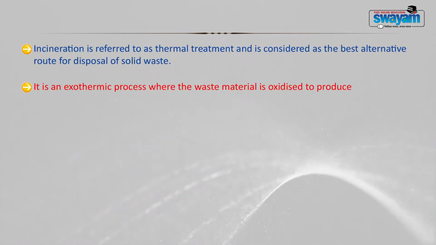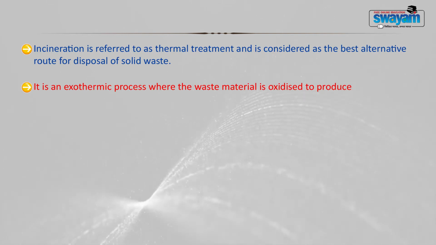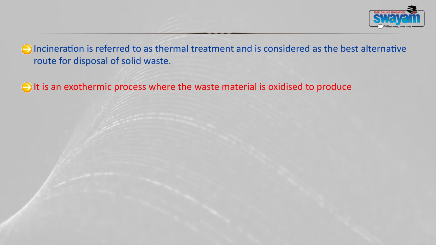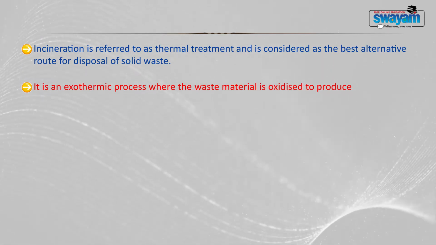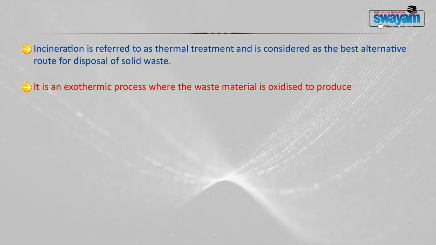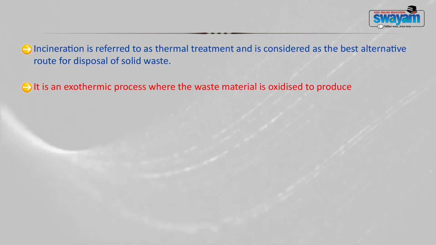Incinerators are considered the best alternative route for treatment and disposal of solid waste, because a huge reduction in volume and mass of waste occurs. In volume, almost 90% of the waste is reduced, and in mass it is reduced by 75%. And what are the end products? One is the inert residue, ash.